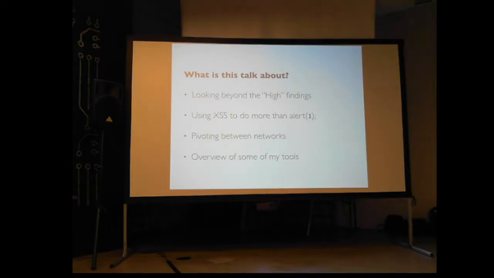I'm going to be talking about cross-site scripting. A lot of times I see cross-site scripting in penetration tests and in bug bounties just used to pop an alert box or something like that just for a proof of concept, but you can actually use it to do a lot offensively. So I'm going to talk about some of the ways you can use that to actually make a good exploit. I'm also going to talk about pivoting between networks because that's something we often do on pen tests. And I've developed a couple offensive tools that I use for penetration testing, and I'm going to introduce them here.